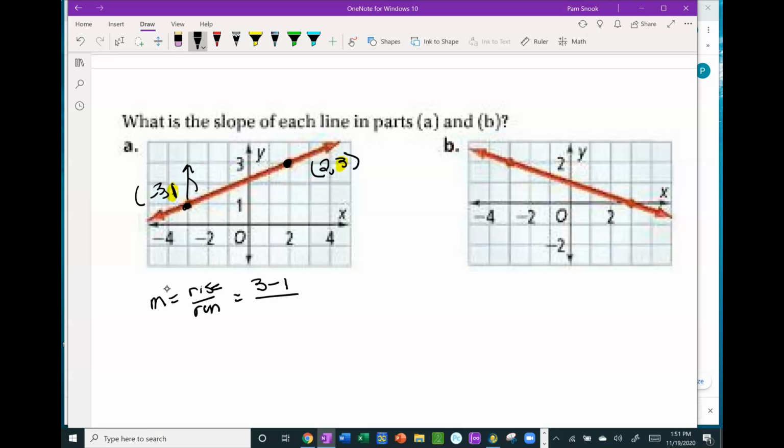I can do the same thing with the run. The second x, which is 2, minus the first x, which is -3. And when I subtract a negative, I get a plus. So I'm going to do 2 plus 3. So then slope is going to be 2/5. So I'm fine on these pictures if you want to count boxes or if you want to calculate using coordinates.